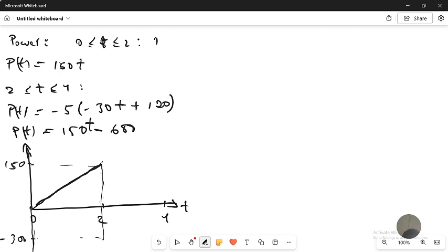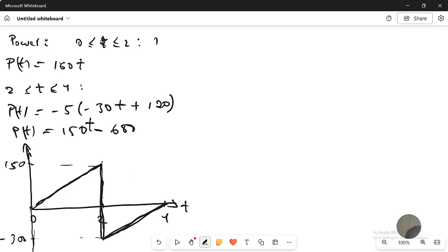At T equal to 4, when I put T equal to 4, it's going to be 0, because 150 multiplied by 4 is 600, minus 600 is 0. So it's coming from here to 0. That's the value of P.